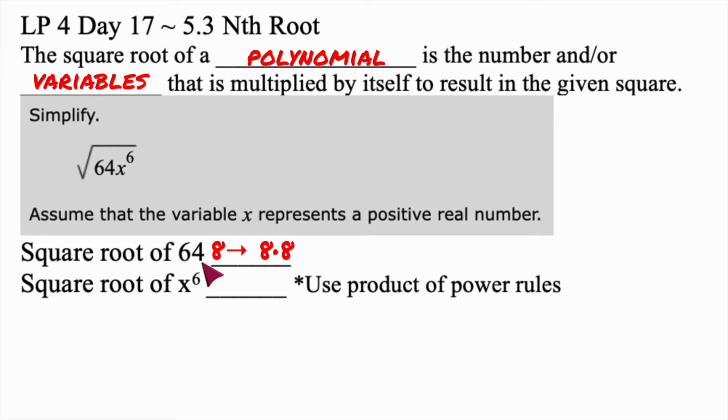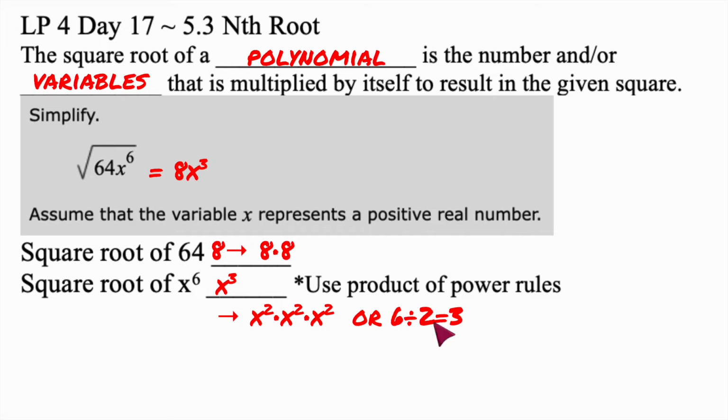So with this one, the square root of 64 is 8 because 8 times 8 got me 64. So remember, I'm looking for what number did I multiply by itself? I multiplied 8 by itself. So 8 is the square root. And then for x to the 6th power, if I break it into 2's, it's going to be x squared, x squared, and x squared. So I had 3 of them. And remember, each one of these, the square root is x. So that means I have x to the 3rd power.